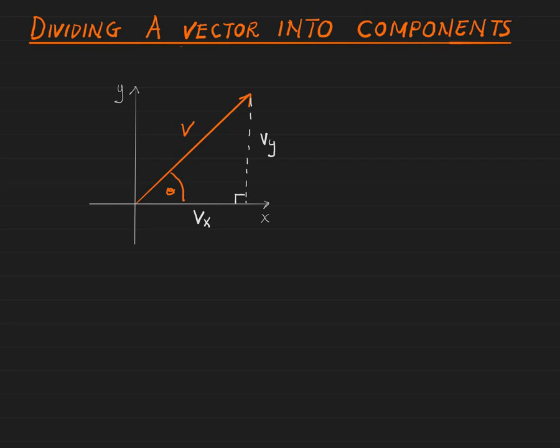Okay, in this video, we're going to be taking a look at how we can divide a vector into two components. What I have here is vector v, shown there in orange, and it forms an angle theta with the x-axis. So essentially, when a vector is like that, you will have two components, Vy and Vx. Vy being your vertical component and Vx being your horizontal component.